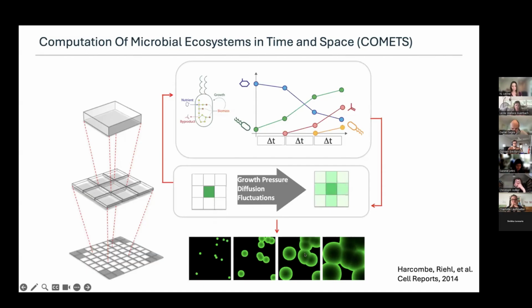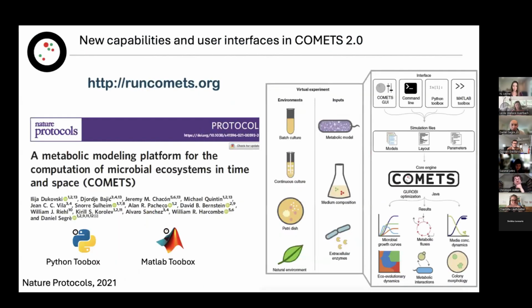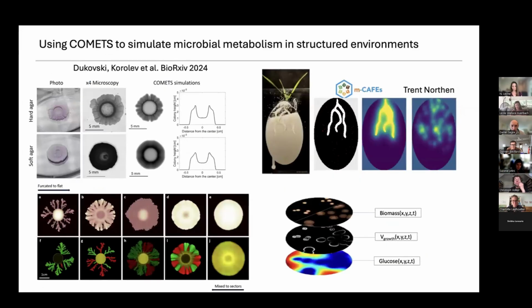This is a simulation of E. coli on a Petri dish. And this is what we call COMETS, computation of microbial ecosystems in time and space. It started as a software for modeling ecosystem dynamics. I'm realizing I'm out of time probably, right? So I should wrap up soon. I apologize. I will just mention COMETS is free and available, and it's an open source software that I hope people will have a chance to use.